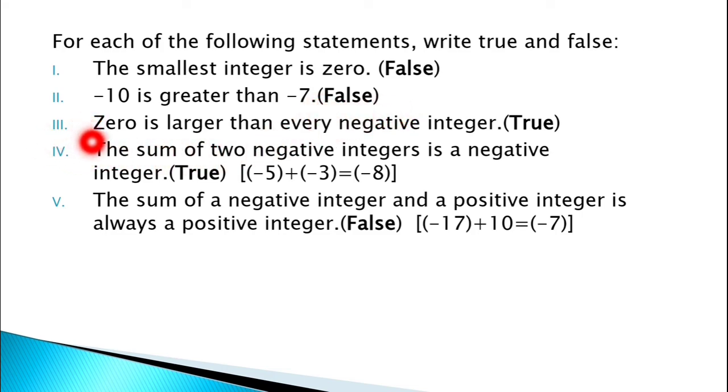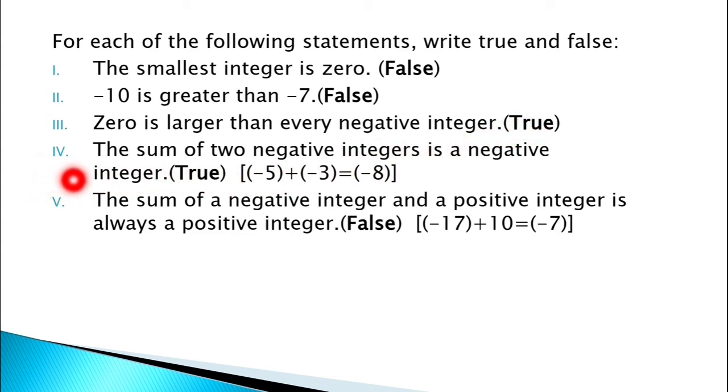The third statement is, 0 is larger than every negative integer. Yes, this statement is true. Again, because we know that on a number line, as we move from left to right, the value increases, and 0 is to the right of all the negative integers. Hence it is larger than every negative integer.